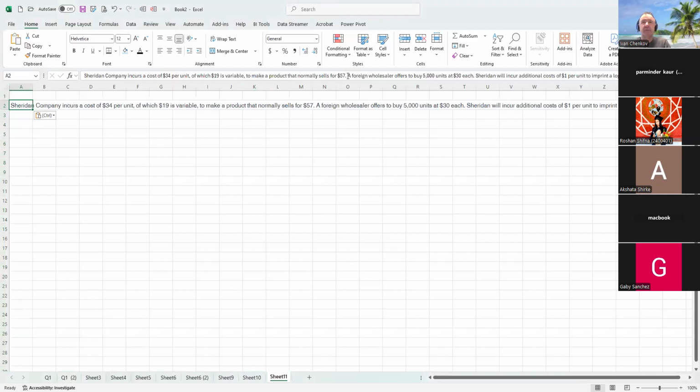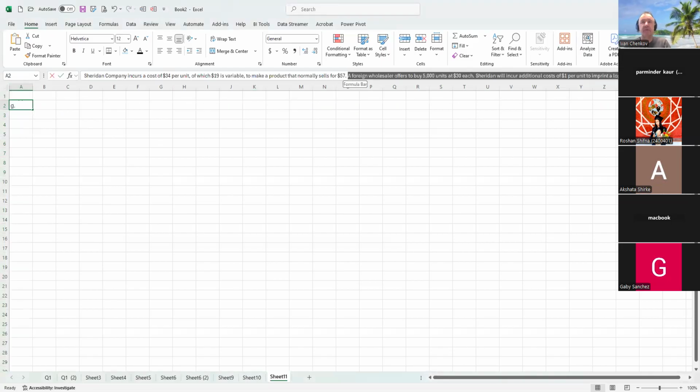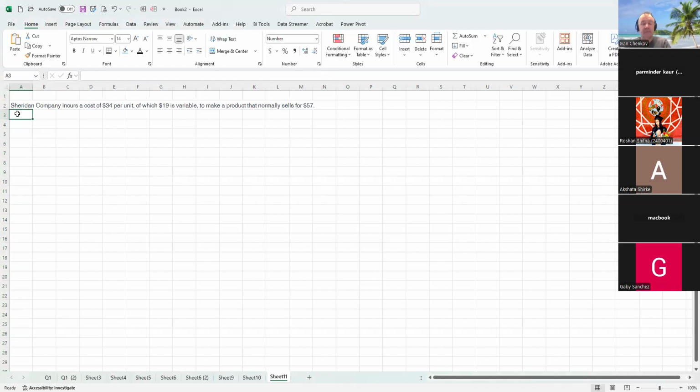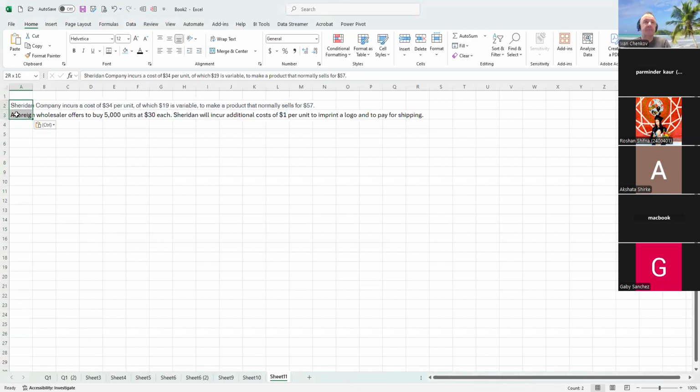This is the question. Okay. This company incurs cost of $34 per unit, of which $19 is variable. To make a product with normal sales price of $57. The foreign wholesaler offered to buy 5,000 at $30 each. The company will incur additional cost of $1 per unit to imprint the logo and pay for shipping.